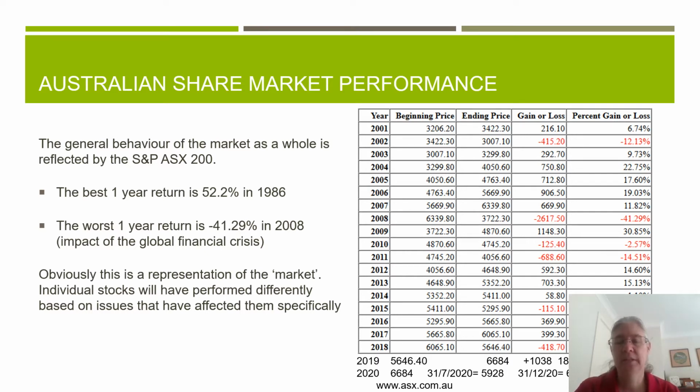By the end of 2020, the share market had actually come up, and it's only a drop from the start of the year to the end of the year of 97 points, which was only a 1.5% drop. I thought that was very interesting. Think back to 2020.